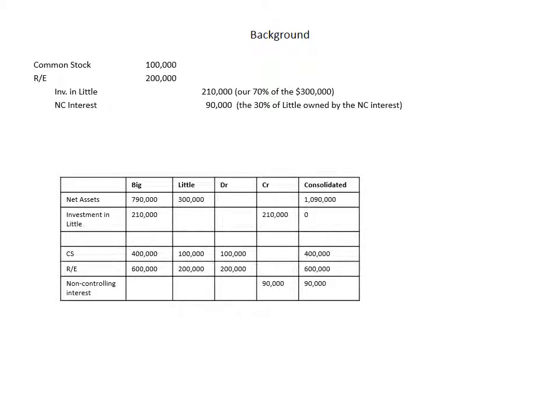So we're going to post that elimination entry to our worksheet. Again, we have debits to common stock and retained earnings in the debit column, credits to the investment and the non-controlling interest in the credit column, and we add across.